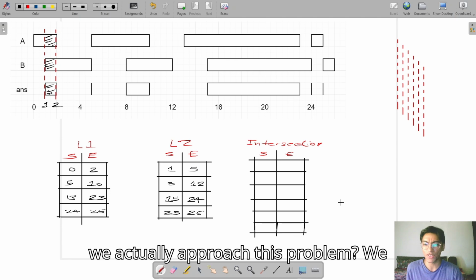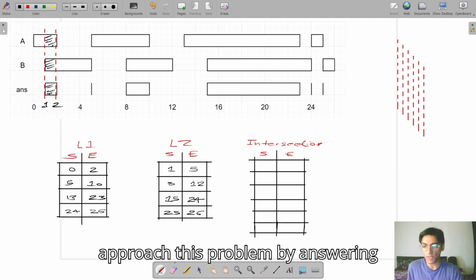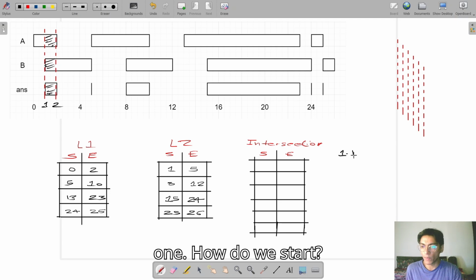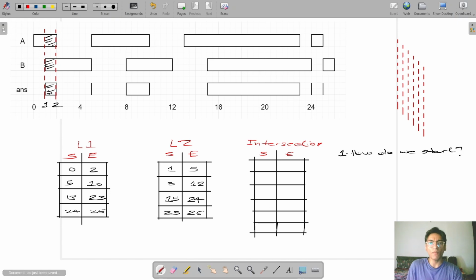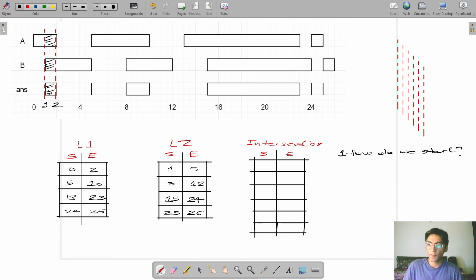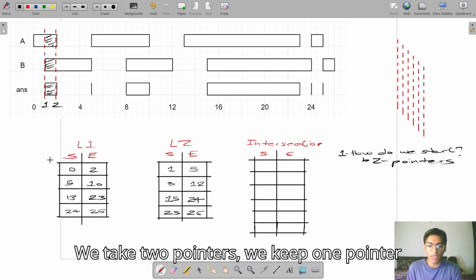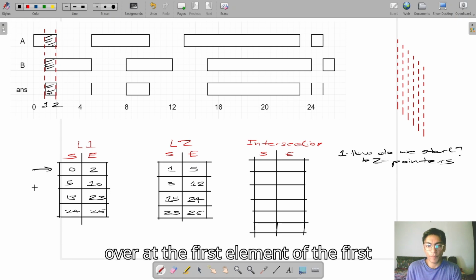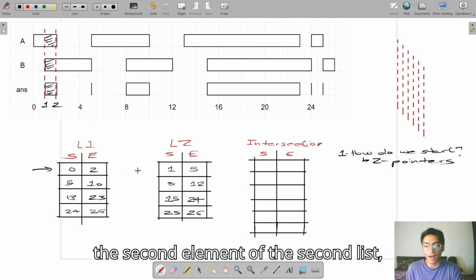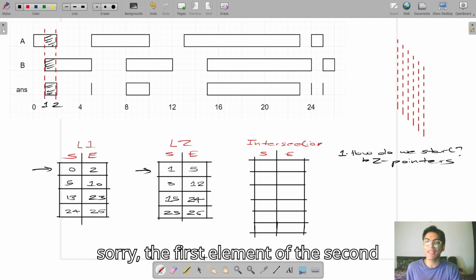So how do we actually approach this problem? We approach this problem by answering four questions. Question number 1. How do we start? So we are going to take a two-pointer approach to solve this question. We take 2 pointers, we keep 1 pointer at the first element of the first list, we keep the other pointer at the first element of the second list.